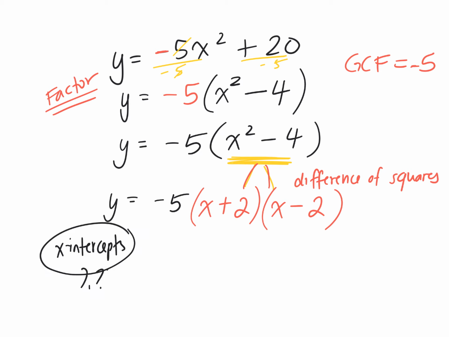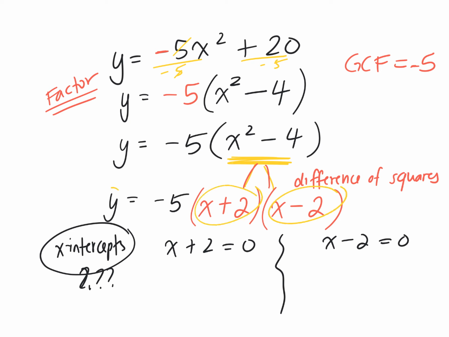What are the x-intercepts equal to? Well, I have x plus 2 equals 0. And I have x minus 2 equals 0, right? You're always taking your factors and you're setting them equal to 0 so that you can figure out what the x-intercept is. So, Chelsea, what's the first x-intercept? X plus 2 equals 0.